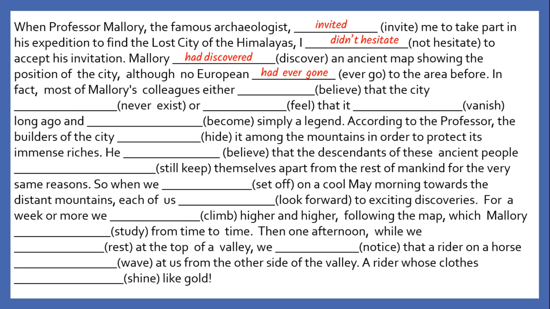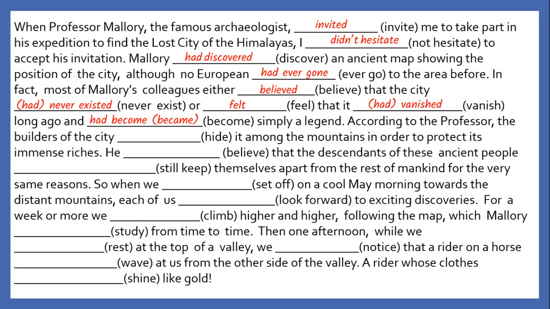In fact, most of Mallory's colleagues either believed, this is describing a fact in the past, that the city had never existed or never existed. You could use either of these forms, past perfect or past simple. Or felt, again describing a fact in the past, that it had vanished or vanished. Again, we can use both or either of these forms. Long ago, and had become or became simply a legend.